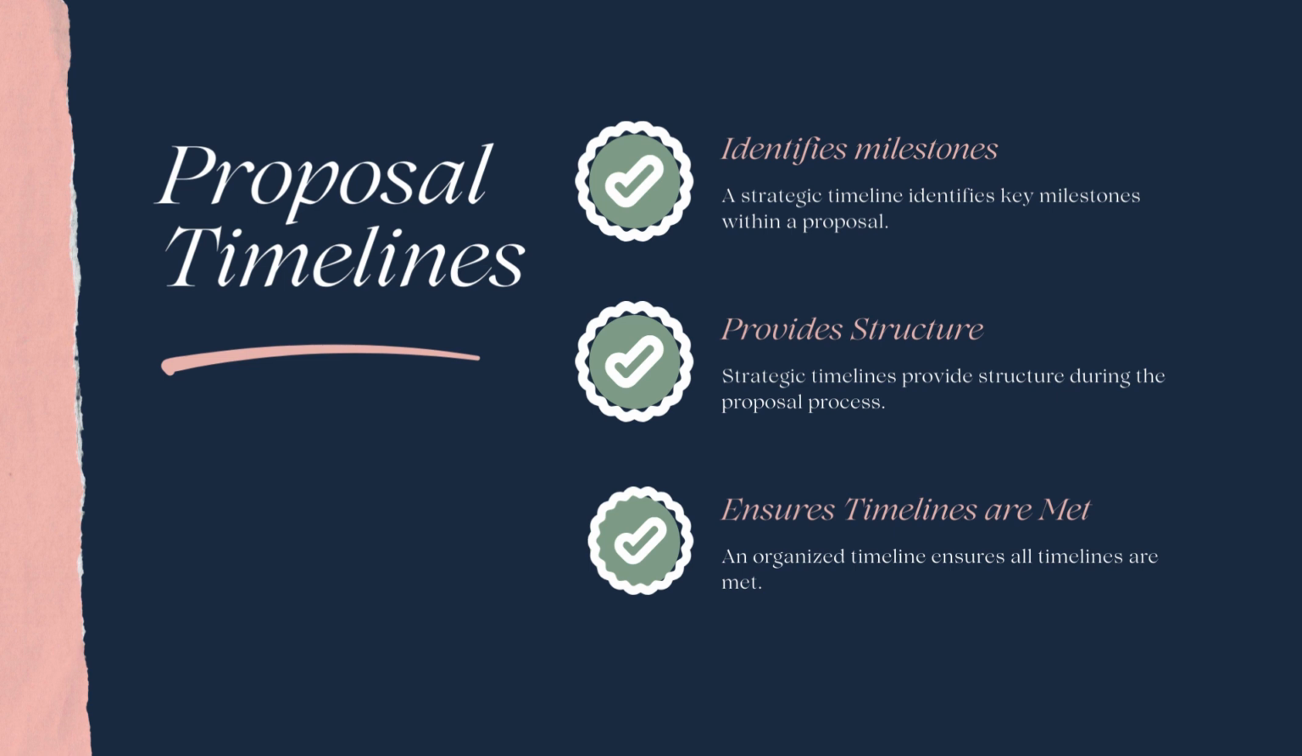Proposal timeline. So what is it? So a proposal timeline, it identifies milestones. So it's a strategic timeline that can identify key milestones within your proposal. It provides a structure. So you don't want to go throwing everything at the wall. This is going to provide you a structured environment throughout your proposal process. It's one that you can follow and your funders can follow. And then it ensures your timelines are met. So it identifies your milestones, it provides you with a structure and an organization, and it ensures that your timelines are met.